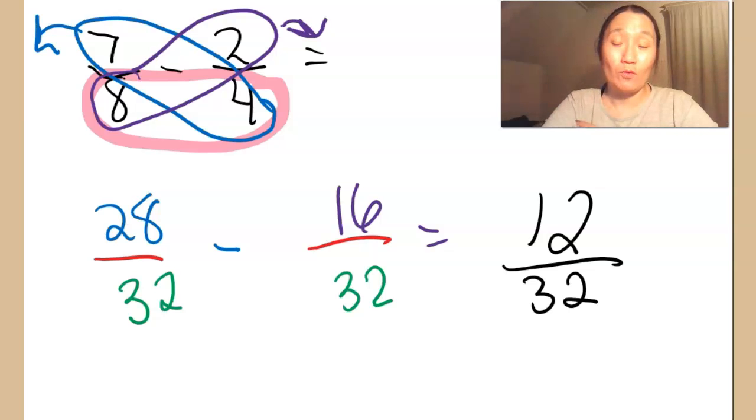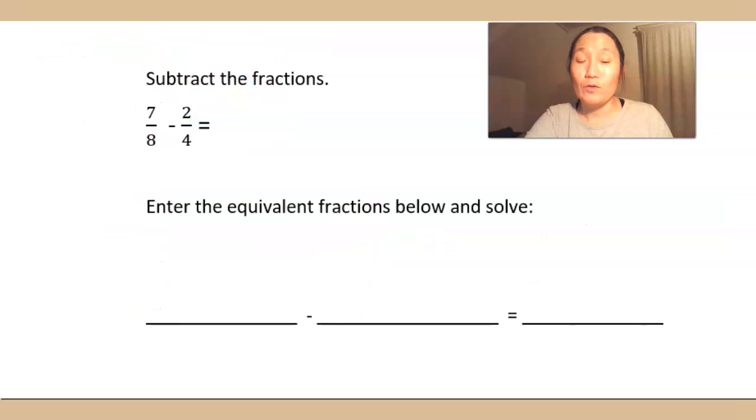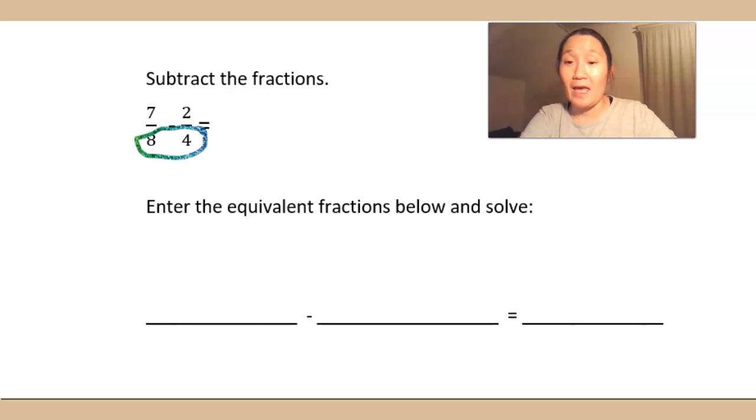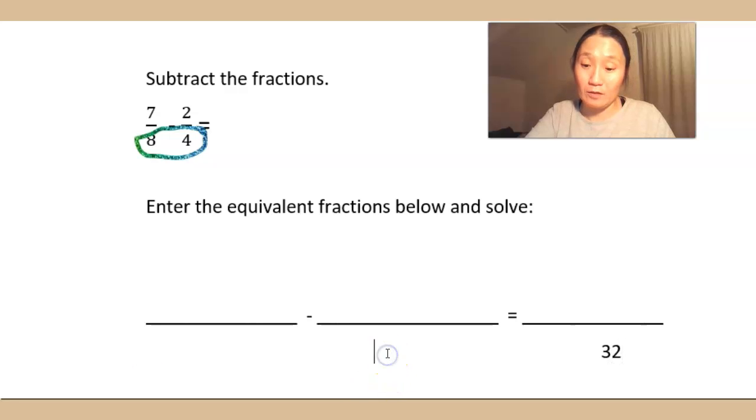All right, so let's take a look at how that may look in Edge Elastic. So again, we have to create our equivalent fractions, and to do that, we are going to multiply the bottoms. 8 times 4 is going to be 32, because 8 times 2 is 16, 16 plus 16 is 32. So you're going to type 32 in Edge Elastic down here. You're going to type 32 down here, because you already know your answer will have 32 in it.